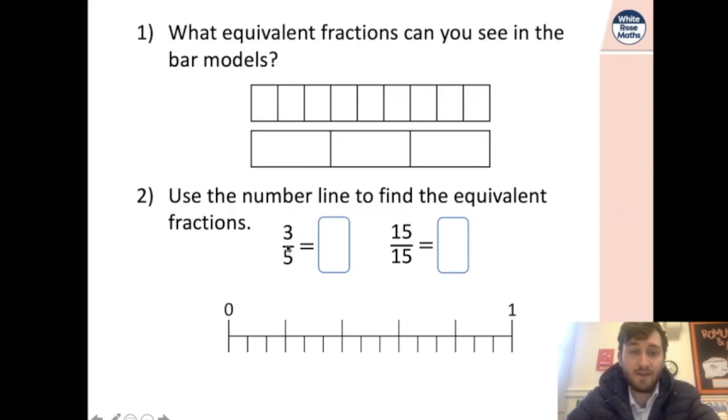So we've got 3/5. So you can see our top bit is 1, 2, 3, 4, 5. There are fifths on the top, and then our 15ths are on the bottom. So can you use the number line and find the equivalent fractions? Pause the video and give these a go.